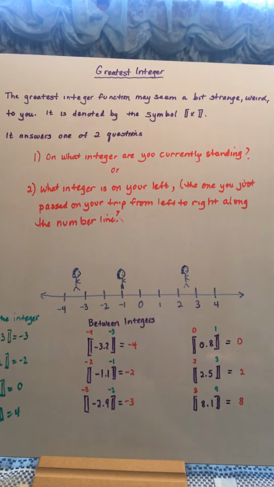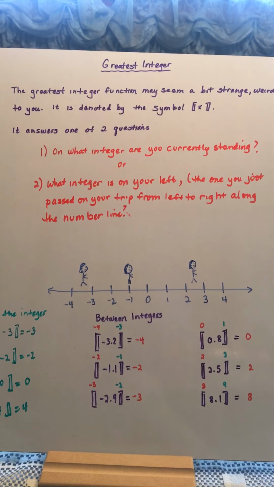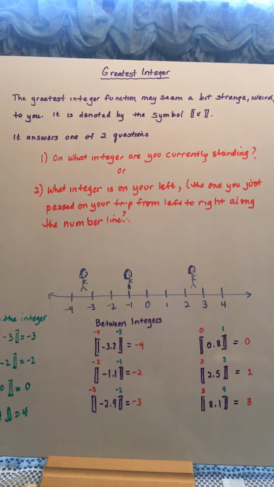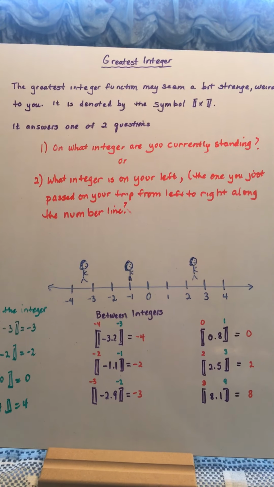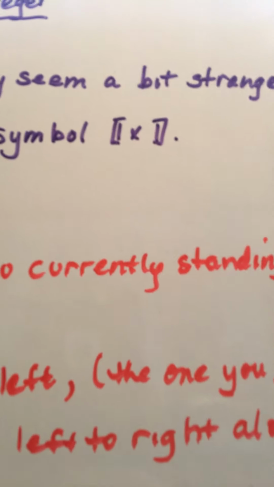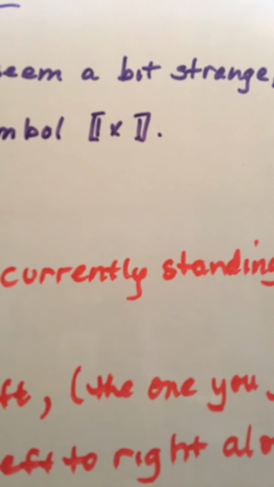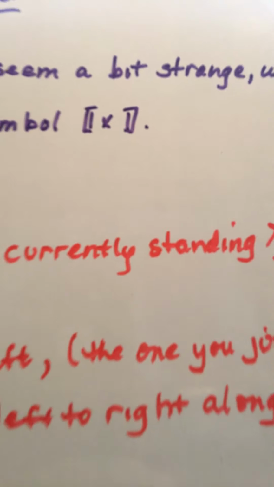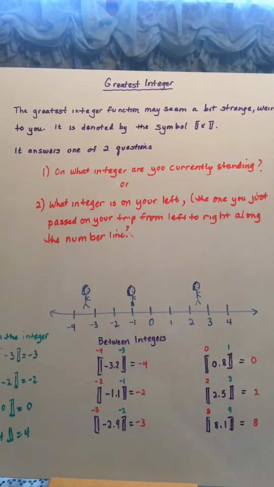We're going to do the greatest integer. The greatest integer function may seem a bit strange, even weird to you all. It is denoted by this crazy symbol that is square brackets with a vertical line on either side attached. It answers one of two questions.